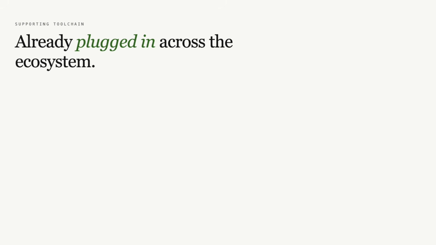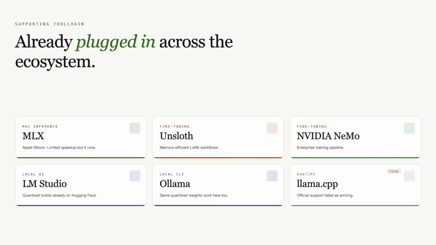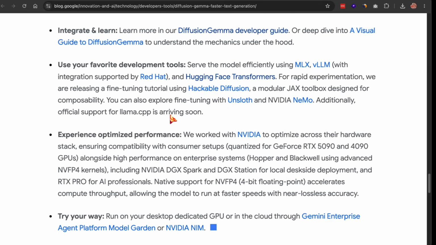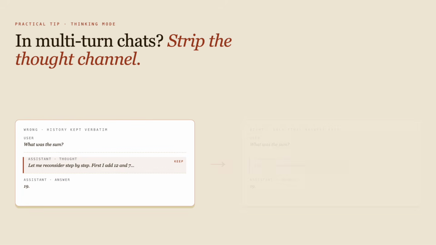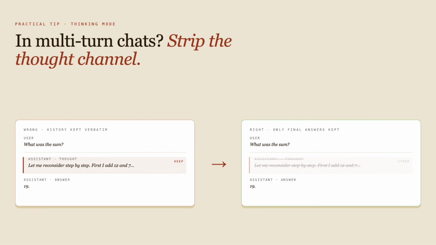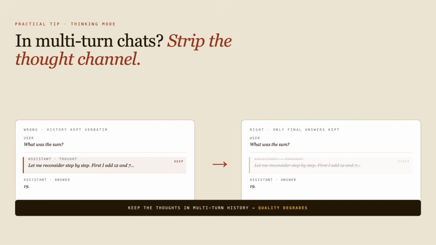There's also MLX support for Mac, Unsloth, and NVIDIA Nemo for fine-tuning, and there are already quantized versions on Hugging Face for LM Studio and Ollama-style workflows. Official llama.cpp support is listed as coming soon. One practical tip from the model card. If you use the thinking mode, the model has a configurable reasoning channel like the rest of Gemma 4, but in multi-turn chats, you should strip the thought content from history and only keep final answers, or quality degrades.